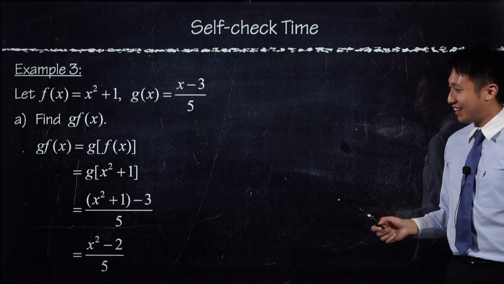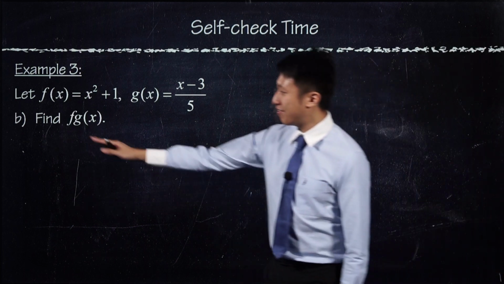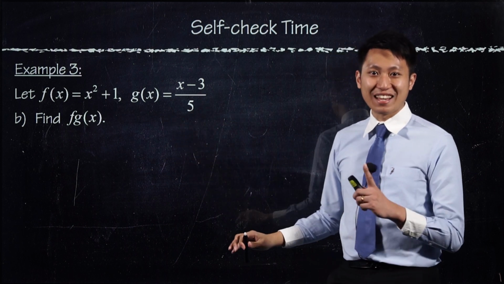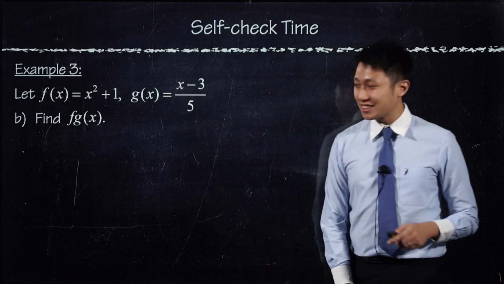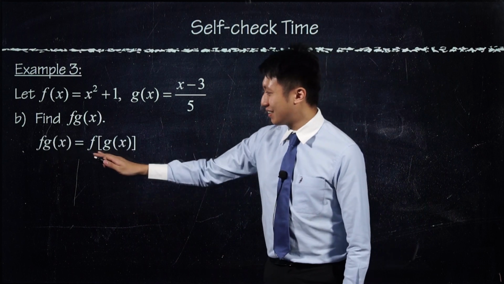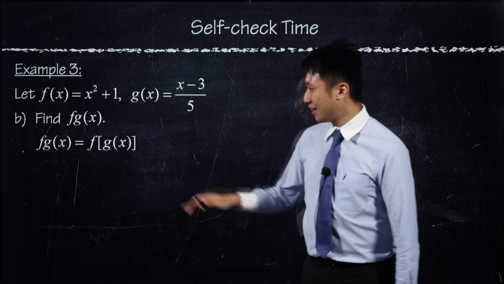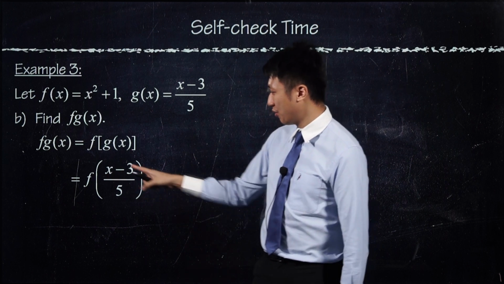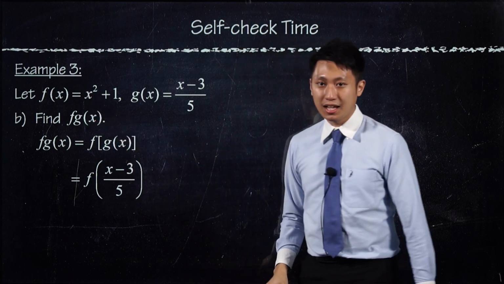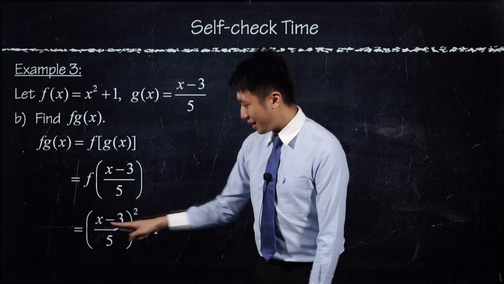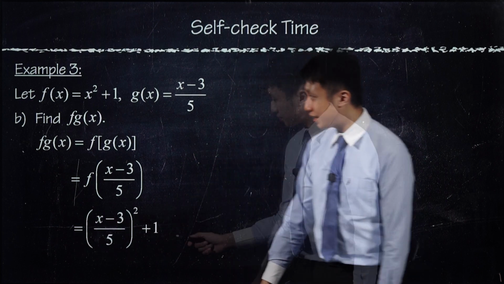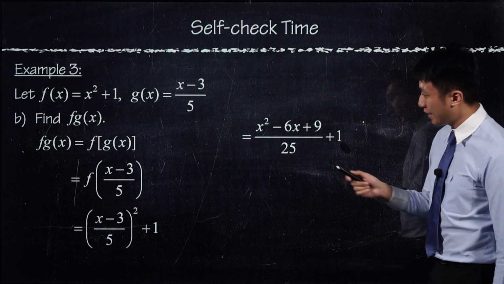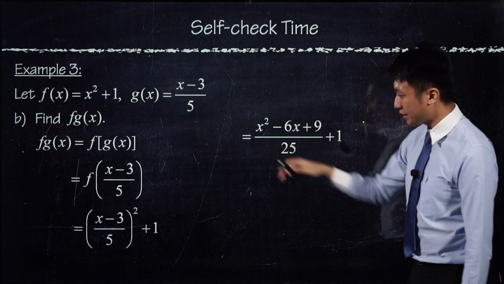Okay, right, next. fg(x). Hey, this is for you to check answers, not copy answers. fg(x), f bracket g(x). Then it's equal to g(x), put it in. Scary? No. This whole thing, put it in here. But you have to square it here. Means this. Okay, so you have this one.